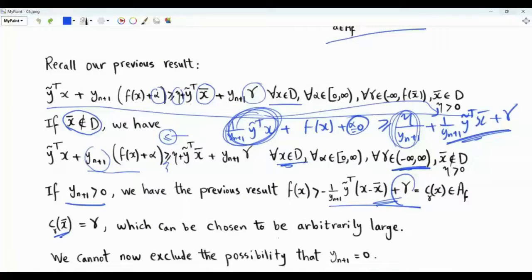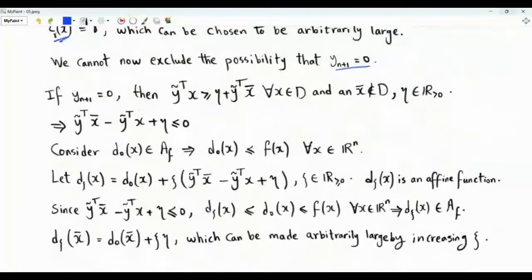We cannot now exclude the possibility that y_{n+1}, the last component in this y vector obtained via applying the separation theorem, is 0. If y_{n+1} is 0, then this term will disappear, and also this term. The inequality becomes y tilde transpose x greater than or equal to eta plus y tilde transpose x bar. x is in the effective domain, f of x is finite, x bar is not in the effective domain, f of x bar is plus infinity. Move this to the other side and rewrite the inequality as y tilde transpose x bar minus y tilde transpose x plus eta less than or equal to 0.